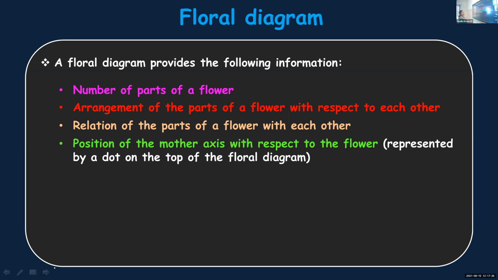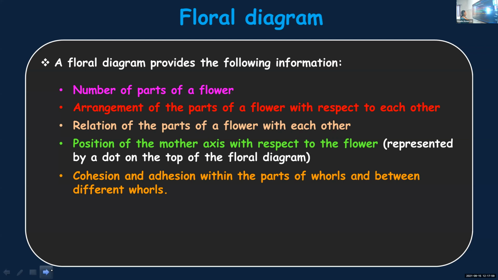Position of the mother axis. So mother axis indicates the position of the stem. The stem where it is attached with respect to the flower, represented by a dot on the top of the floral diagram. On the top of the floral diagram, a black dot will be shown, and that indicates the position of the stem or the position of the mother axis with respect to the flower.